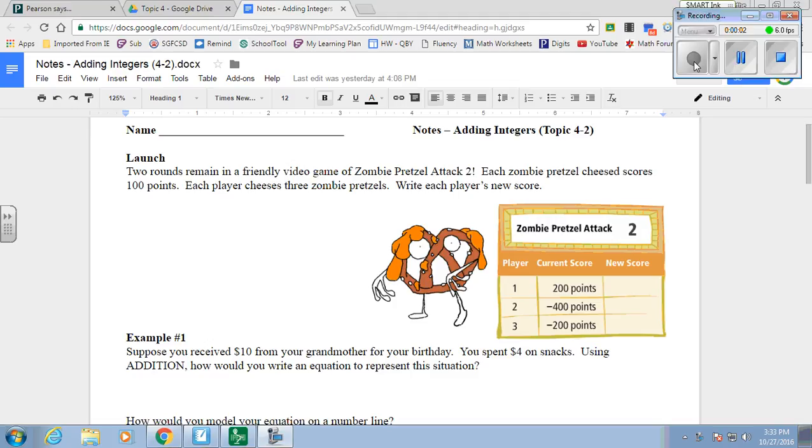Again, here we are talking adding integers. This is topic 4-2. So please let's make sure that we have our notes out ready to go and our calculators put away. We are not using calculators on this topic.